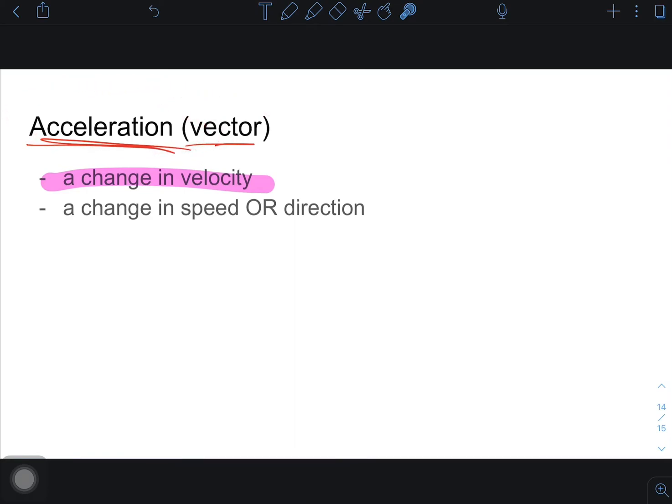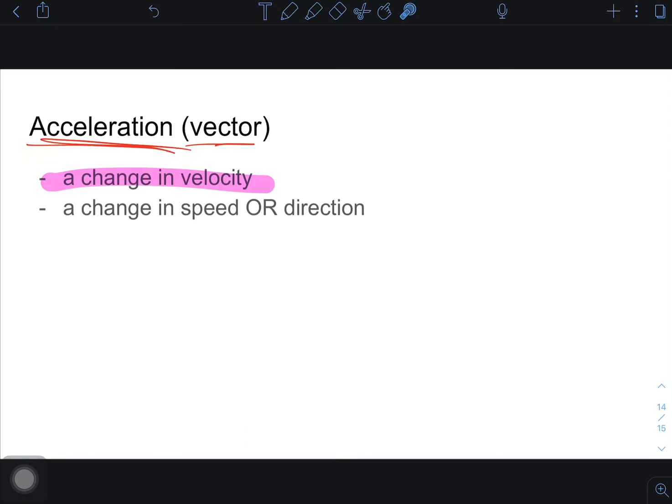We feel accelerations in our car. It's what pushes us forward, backwards, left and right. Step on the brake, you go forward. You step on the gas hard, you go backwards. You turn the steering wheel, you get pushed to one side or the other. We feel accelerations. So if we change our speed or we change our direction, we are accelerating.